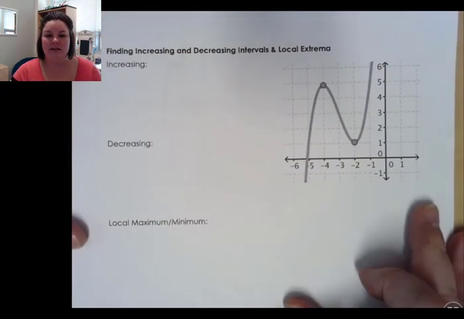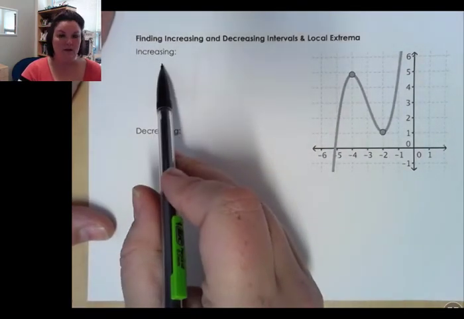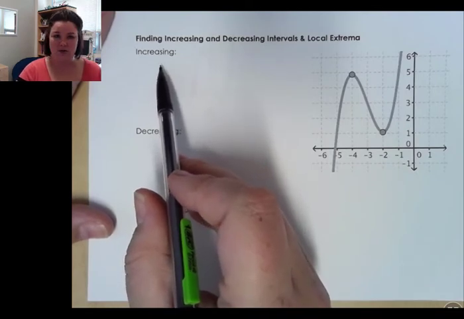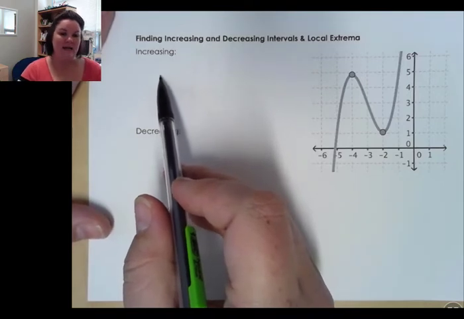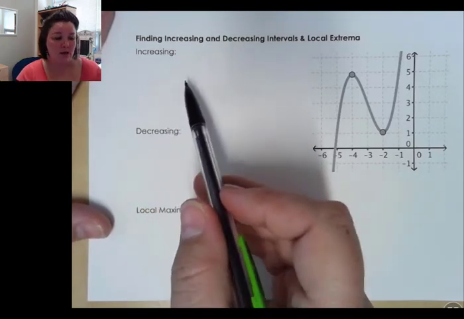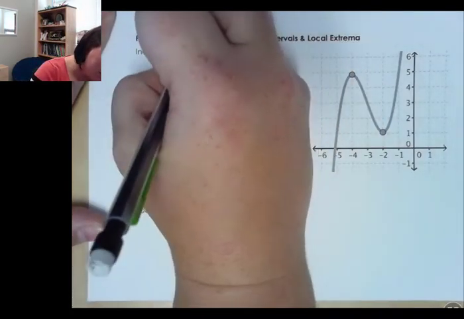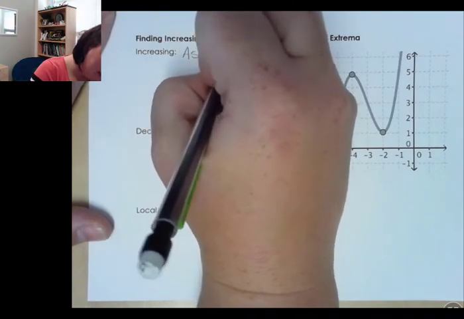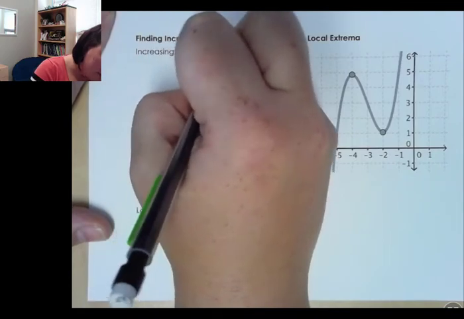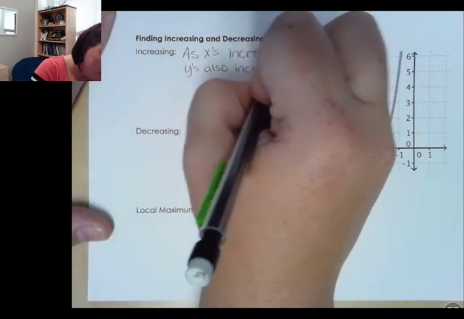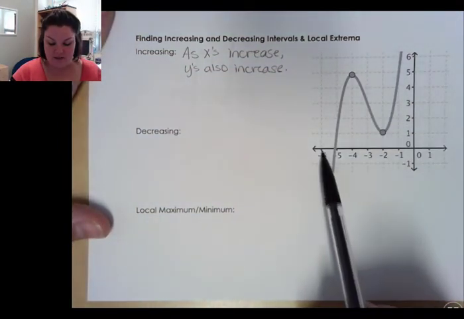Okay, so let's look at this one. So I want to talk about just a couple of things. First, increasing. When we talk about where a function is increasing or an increasing function or determine if it's increasing, what we're looking at is as our x's get bigger, are our y's also getting bigger? Okay, so in other words, as x's increase, y's also increase.